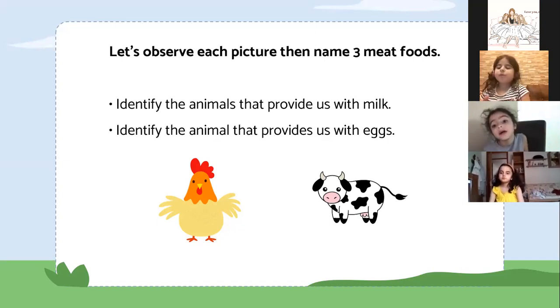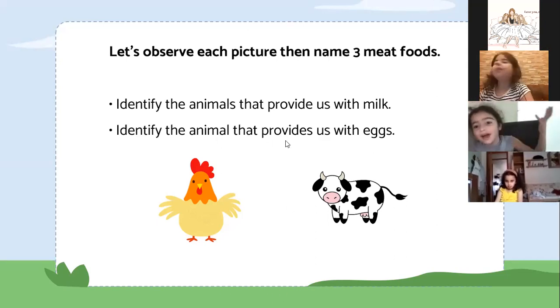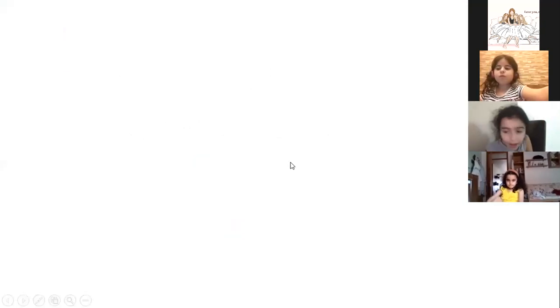The egg. And chicken. Now you have to know that chicken and fish are considered as meat foods. So when I say meat, I mean chicken, I mean fish, okay? So chicken and fish are considered as meat food. From the cow, of course, we get milk and we get meat.